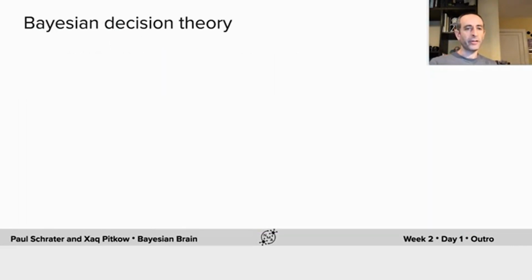We also considered Bayesian decision theory, where you would have a value associated with different answers of a choice that you would make or an estimate that you would take.